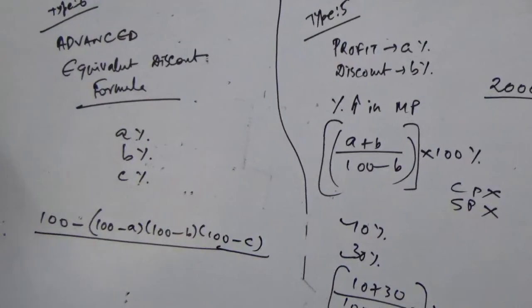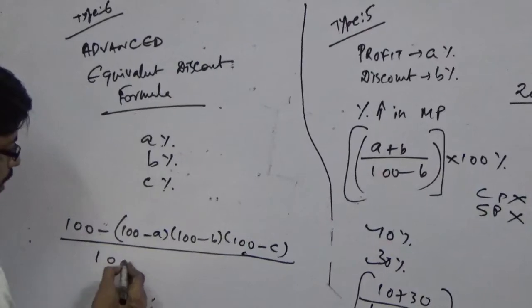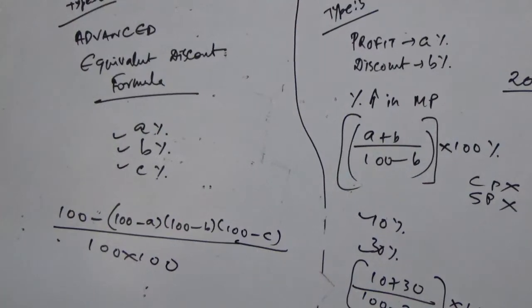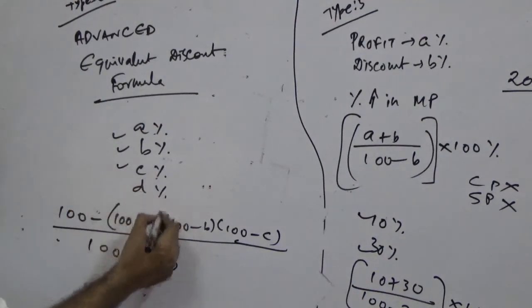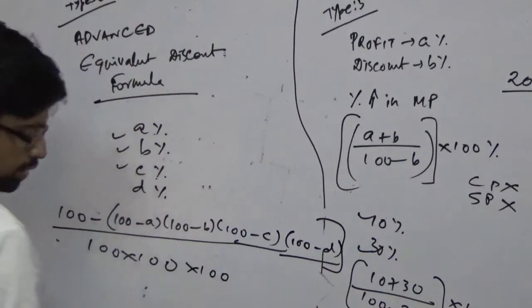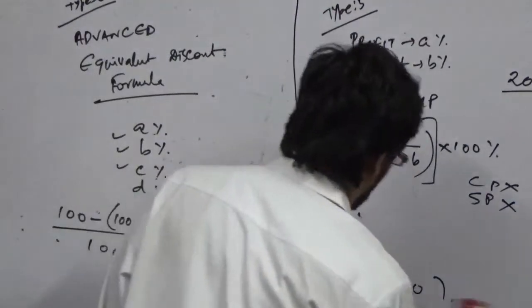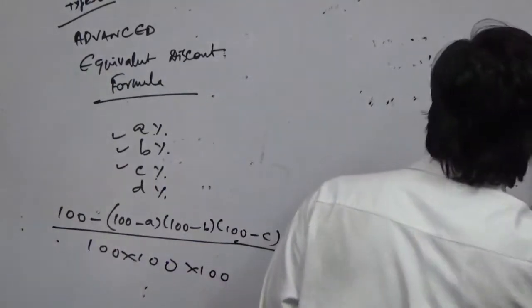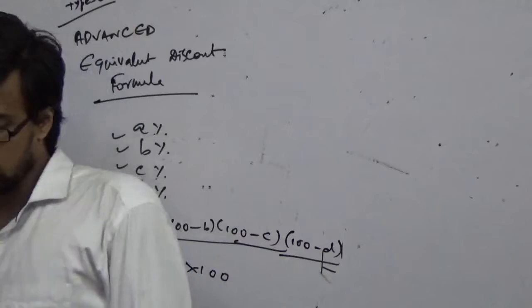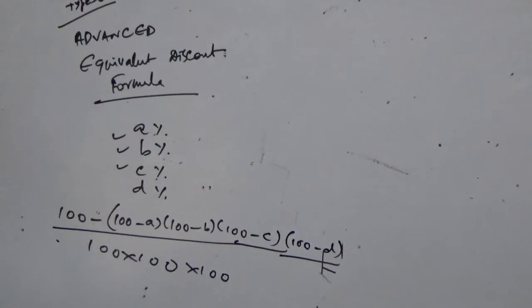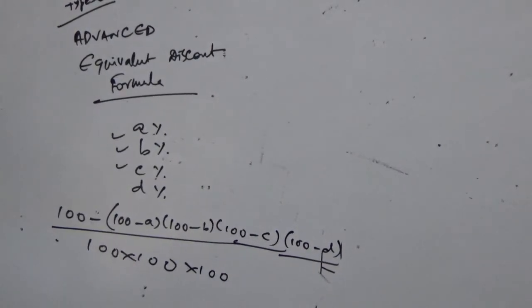It can be extended if you are getting 4 or 5 times discount. And the denominator is very important: as there are 3 discounts, there will be 200s. If there were 4 discounts, then 300s, like if it is D, then 100 minus D, and there are 300s. Clear? So the number of hundreds will be one less. The number of 100s is always one less. This is the equivalent total discount.